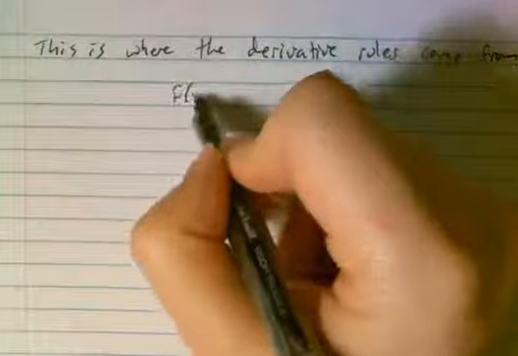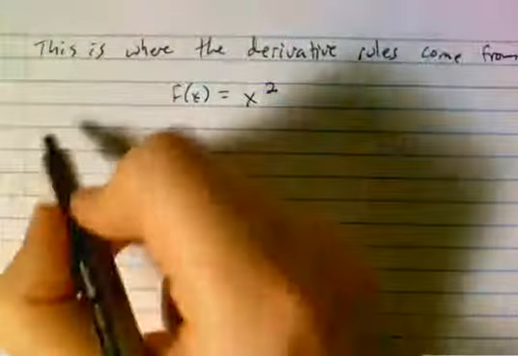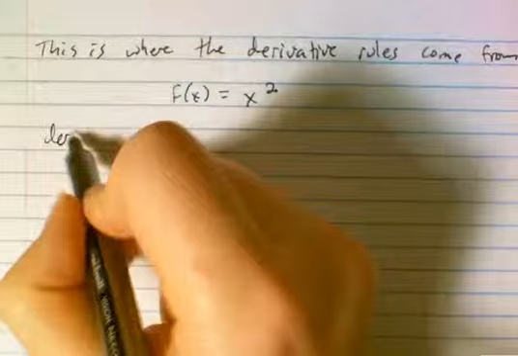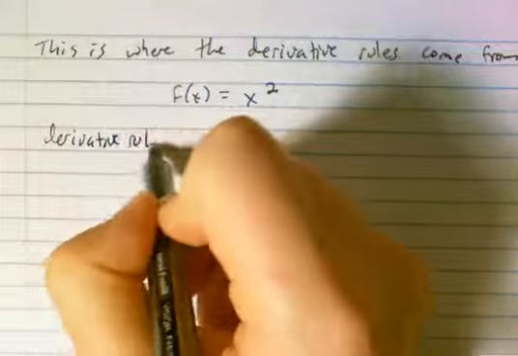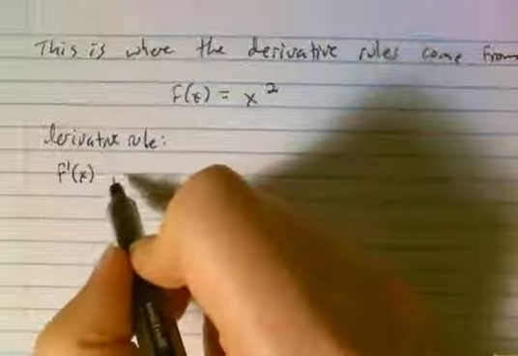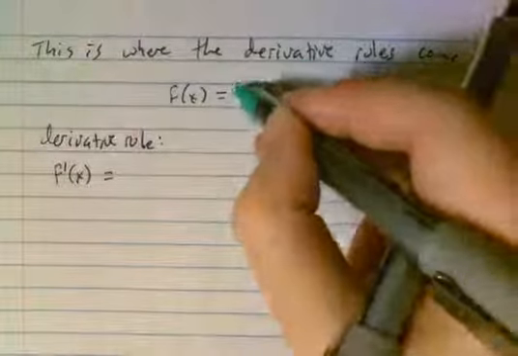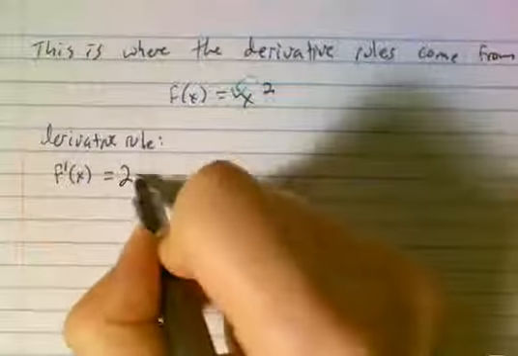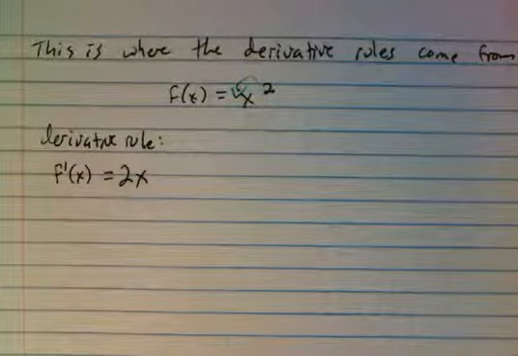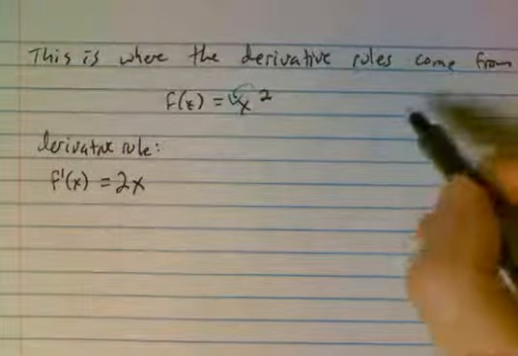Let's say we have f of x equals x squared. We know our rule. F prime of x, we just bring down the exponent. Right like that. Here's the origin.